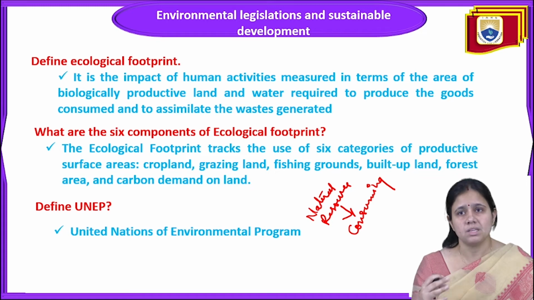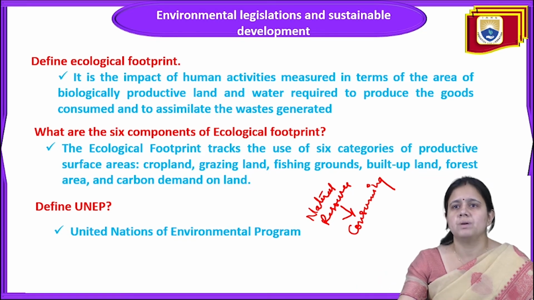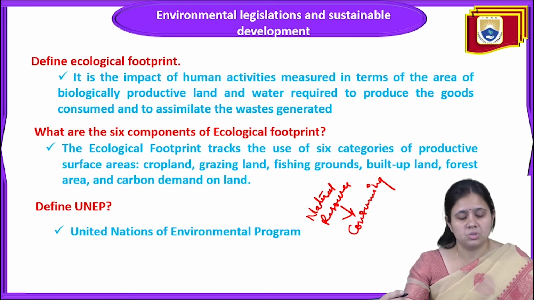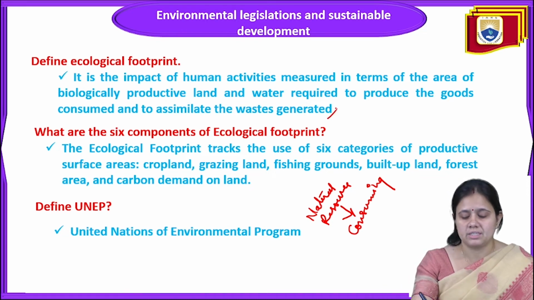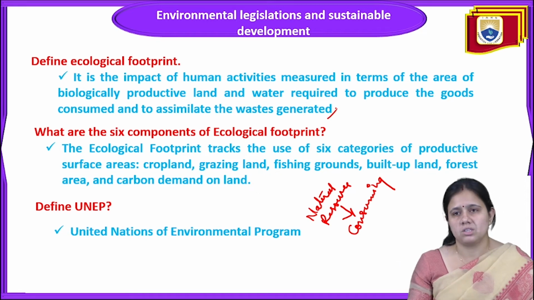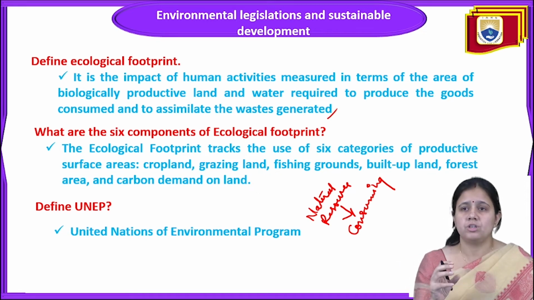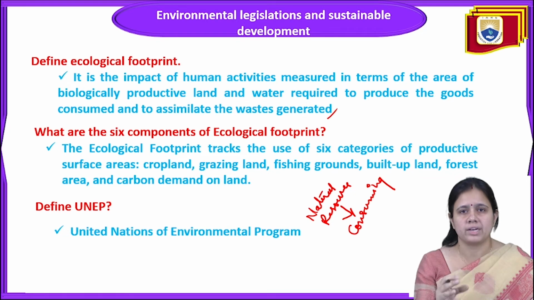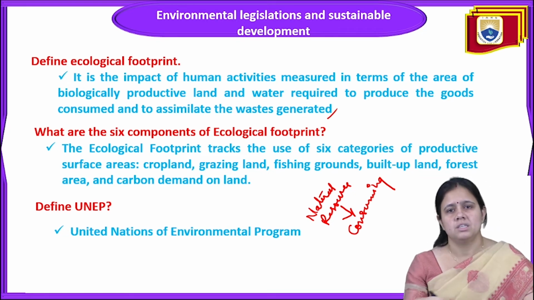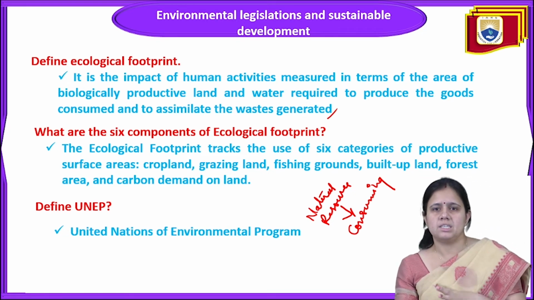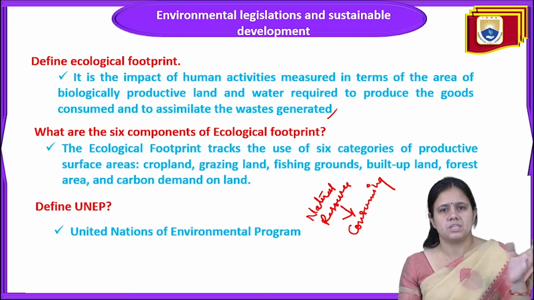It is the area required to produce the goods consumed and to assimilate the waste generated. This impact of human activities, measured in terms of the area of biologically productive land and water required to produce the goods consumed and to assimilate the waste generated, is called the ecological footprint. It means the footprint of a normal human organism on the ecology. That is the meaning of ecological footprint in normal language.